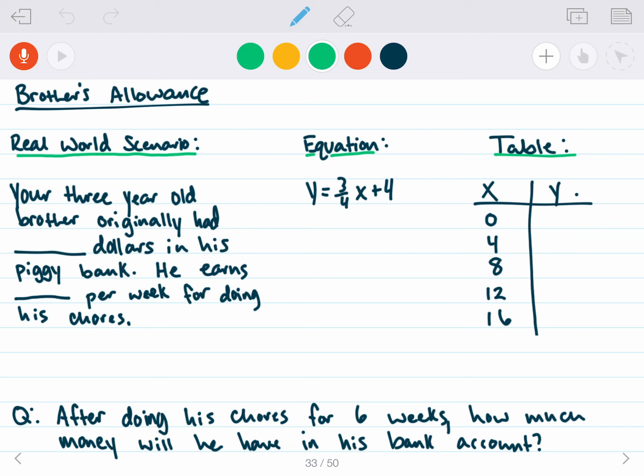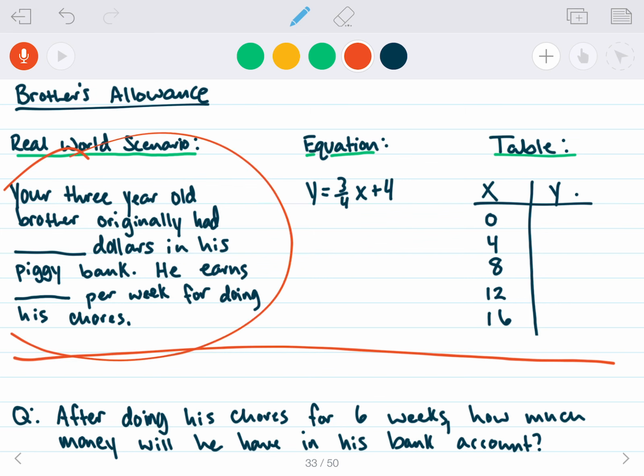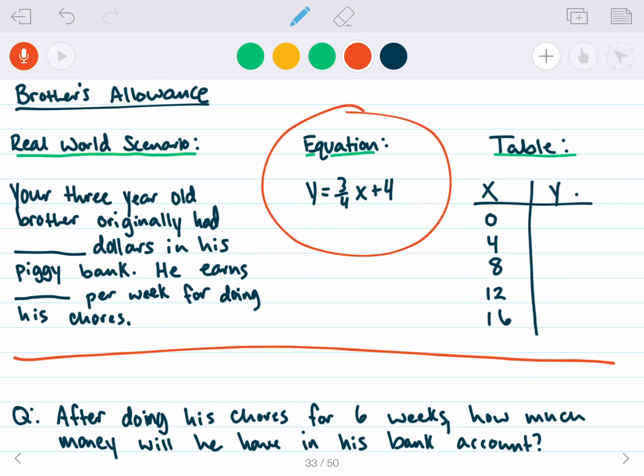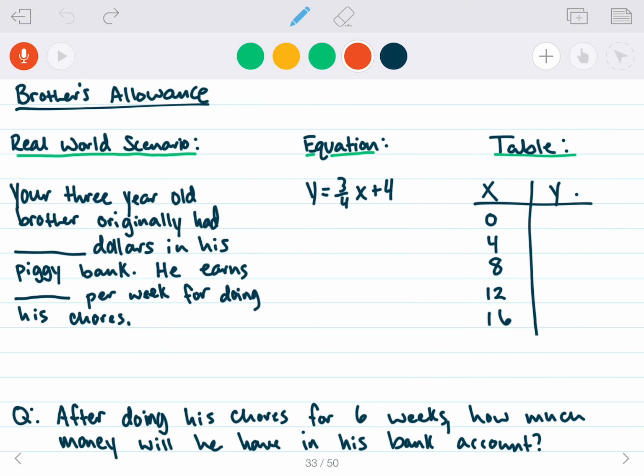So, real world situation. Let's go ahead and read what we have here. The basic idea is to look at these situations in 3 ways. In the situation itself, like what is the situation? Can you describe it with words? Can you describe the situation with an equation? And can you describe the situation with a table? So we're going to practice going between these 3 methods.